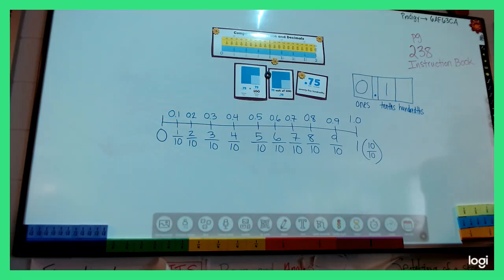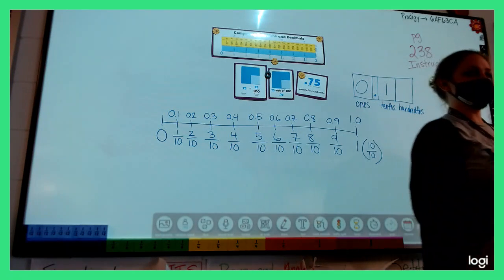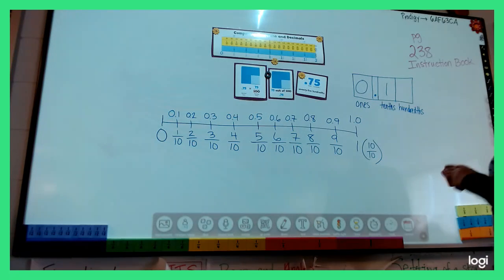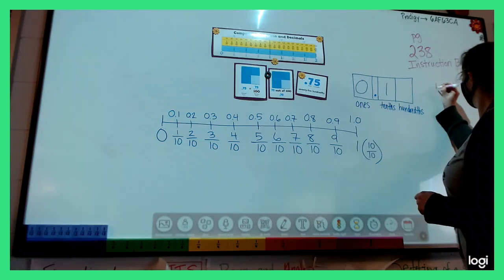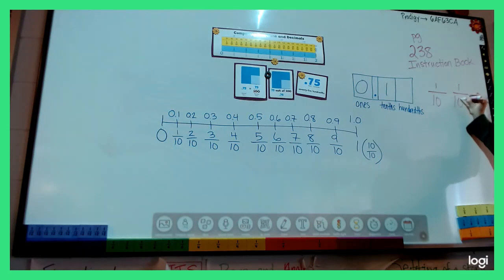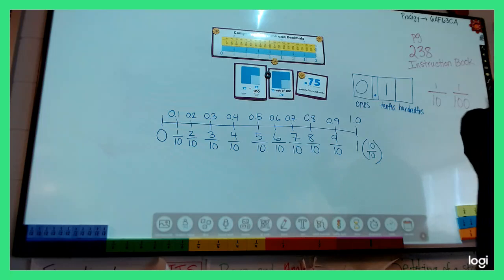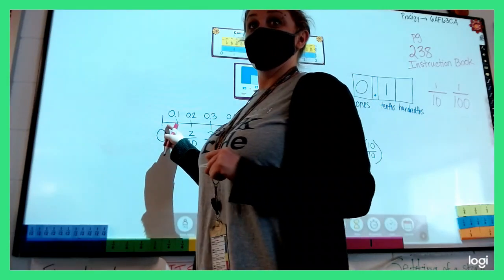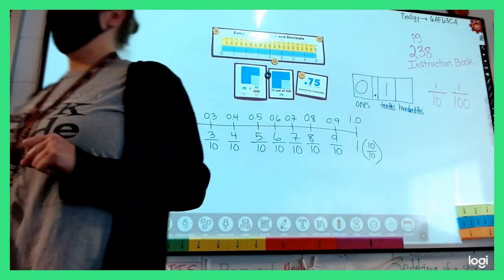When we talk about hundredths, are hundredths bigger than or smaller than a tenth? Smaller. Much, much smaller. So remember, if I have 1/10, that's 1 out of 10 things. If I have 1/100th, that's 1 out of 100 things. My pieces are tiny. We are going to, on the same number line, mark 1/100th. Do you think it's going to be really close to the 0? It's almost on the 0.